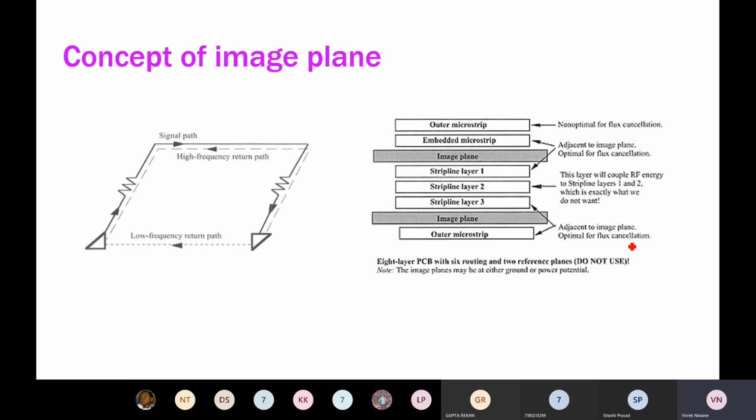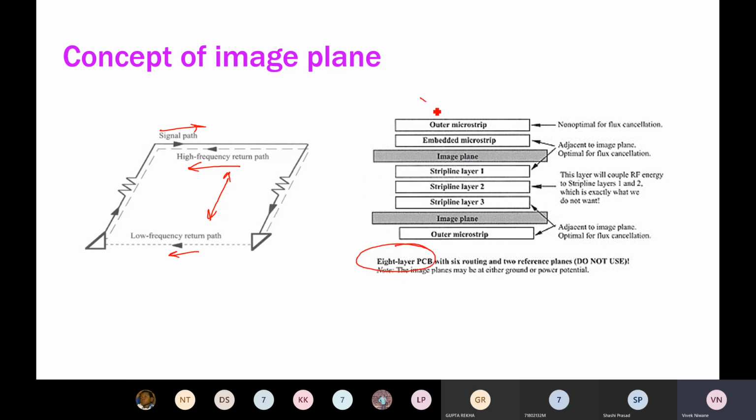So what is the concept of image plane? So we do have a signal path and high frequency return path. So always try to have the high frequency return path and low frequency return path spaced away from each other. Okay, always place them away from each other. And over here, this is an example of an 8-layer PCB.